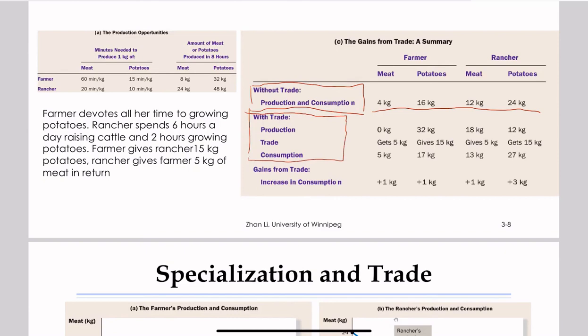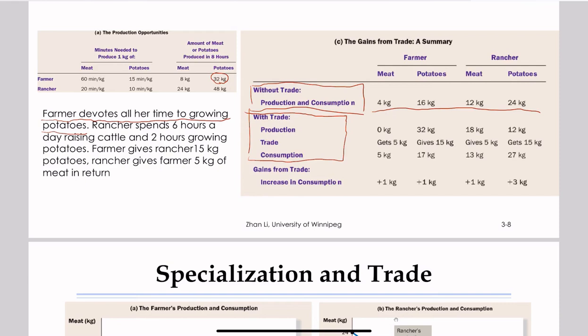Remember what's the suggestion offered by the economist? The economist suggests the farmer devotes all her time to growing potatoes, right? So in this case, if the farmer devotes all her time, then she would have 8 hours to grow potatoes. So she would actually grow 32 kilograms of potatoes. So that's why the farmer will produce 0 kg of meat and 32 kg of potatoes.